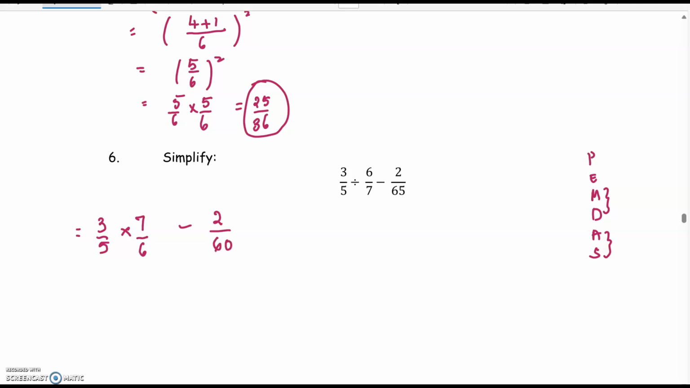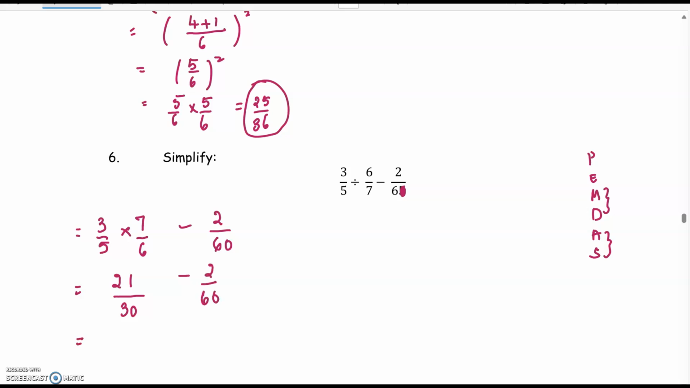let's make it a 60. Let's make this a 60. 7 3s are 21. The 65 makes it very complicated, so let's just keep it as something simple, so we focus on learning how to find the LCM. 6 times 5 is 30 minus 2 over 60.